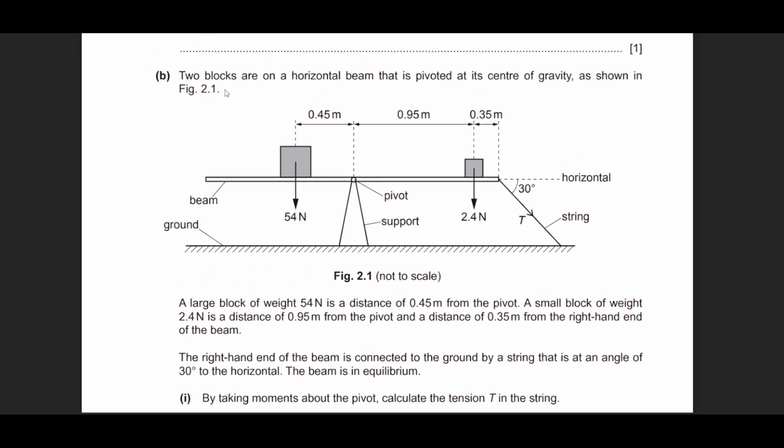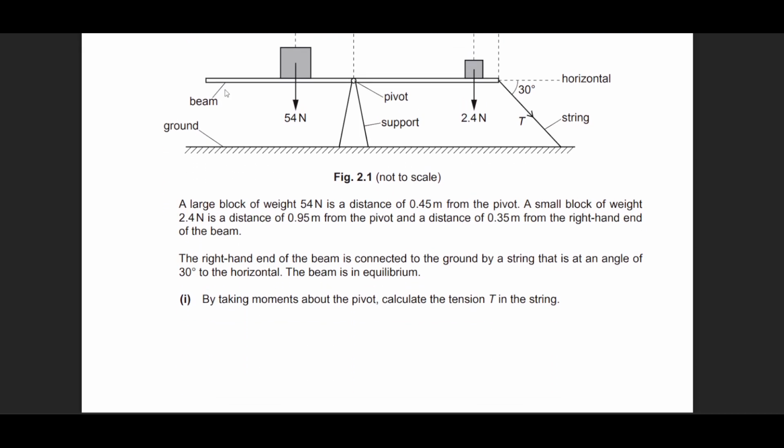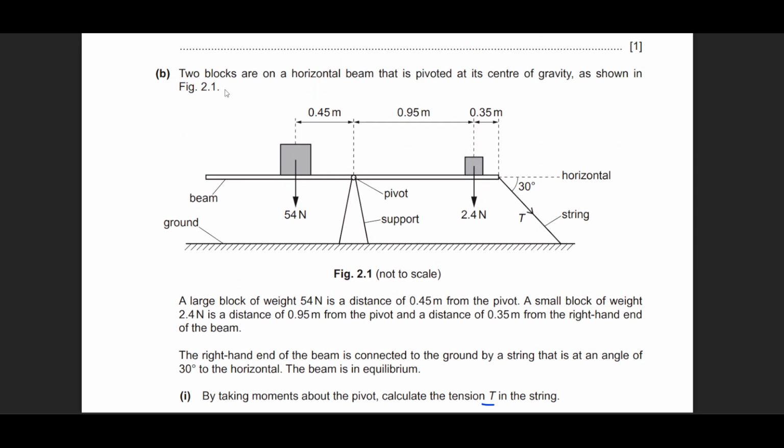All the measurements are given to you, and he wants you to find out the tension T in the string. First, if you see anything or a force at an angle, first make the components of it. So if you make a component over here, which is also acceptable, 60 degrees, this will become T cos of 60 degrees. If you make it over here, this will become T sine of 30.